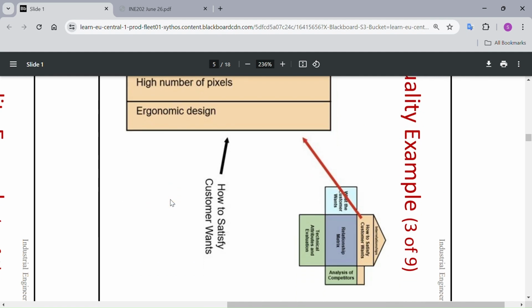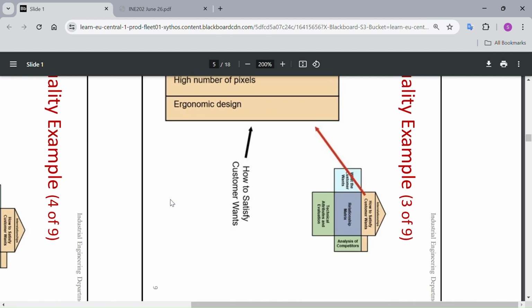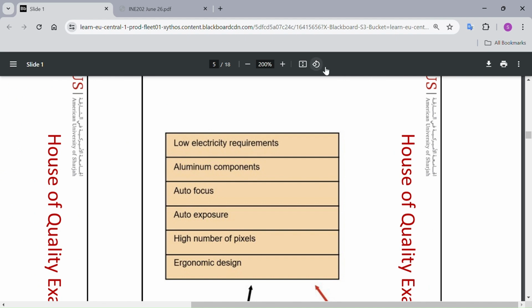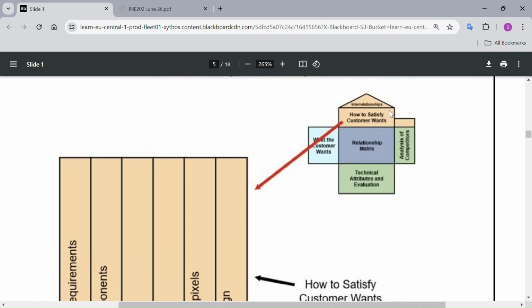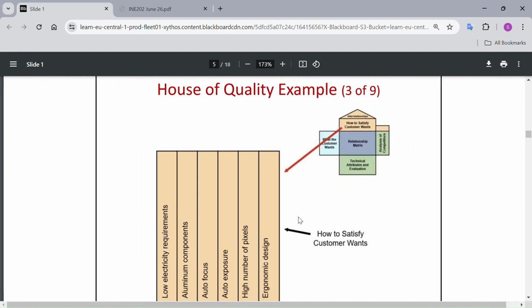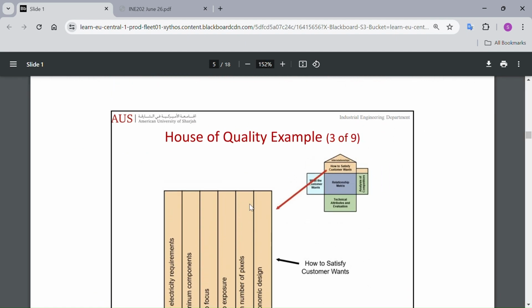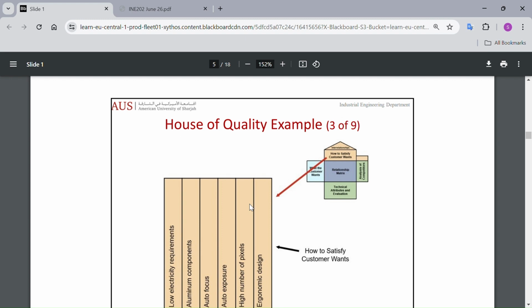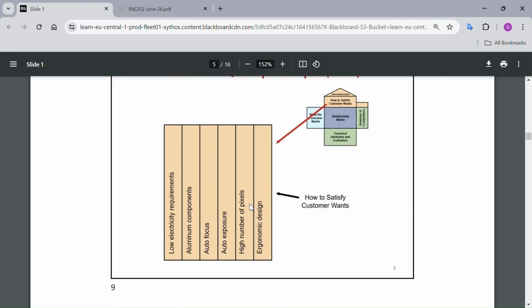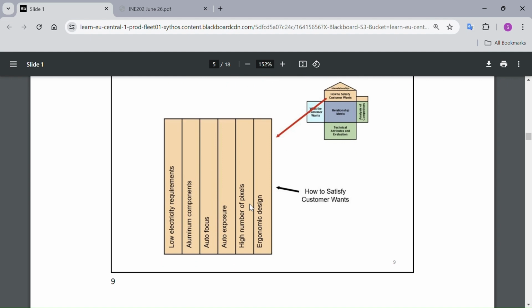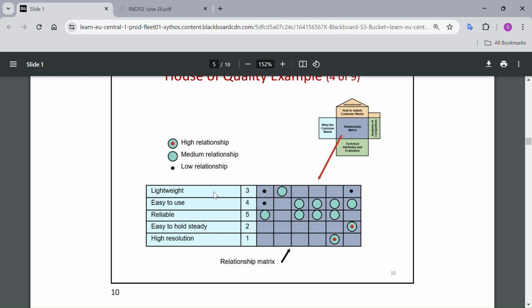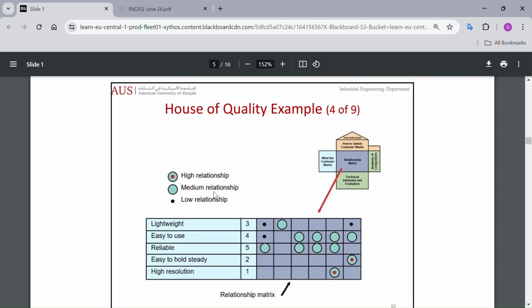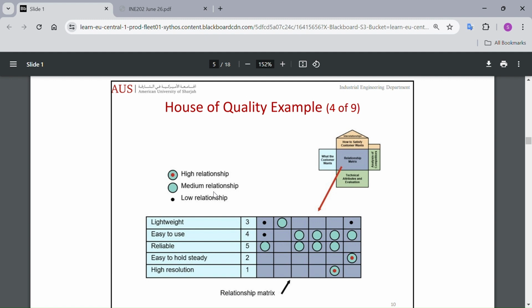These are decided by the engineers, not the customer. Okay, and this is when we ask how to satisfy customer wants. This is how we can satisfy customer wants, by developing these features. Then after that, we're going to develop this matrix. What is this matrix? Basically, this is the relationship matrix.